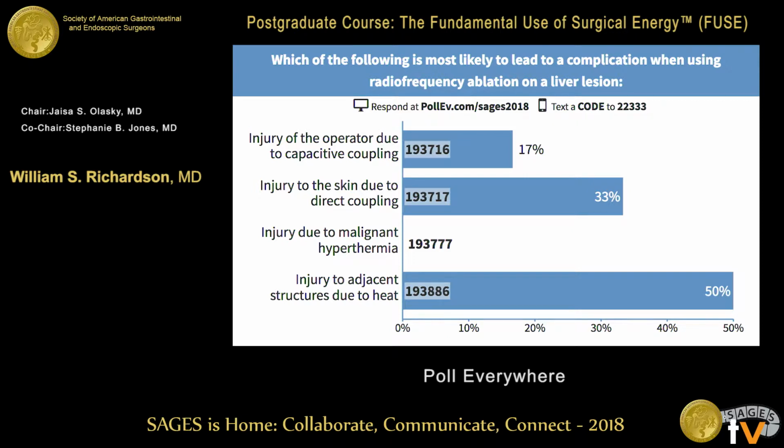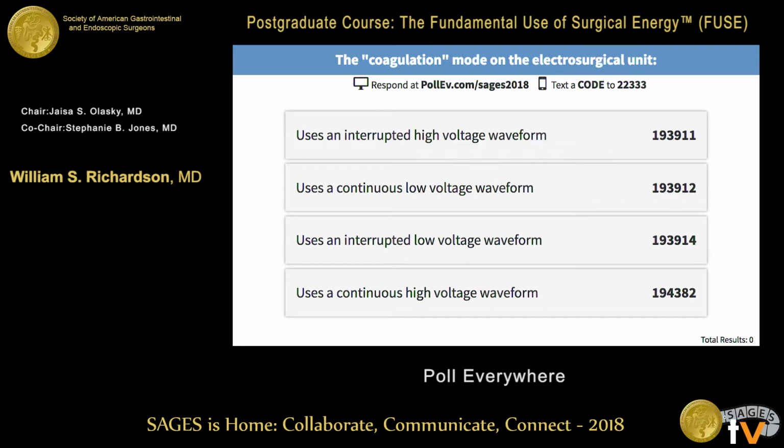Next question. The coagulation mode on the electrosurgical unit, number one, uses an interrupted high voltage waveform. Number two, uses a continuous low voltage waveform. Three, uses an interrupted low voltage waveform. And four, uses a continuous high voltage waveform. We had a very good discussion on this, and hopefully we have this fairly well situated in your minds.